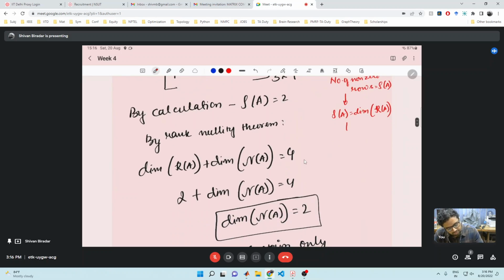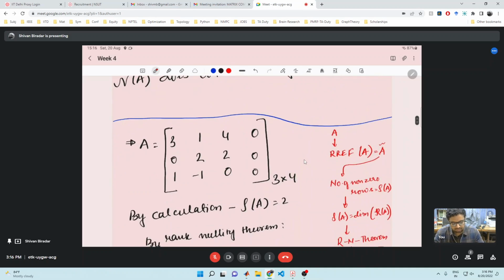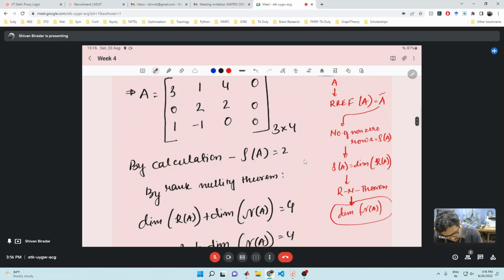Right? Then by using the rank nullity theorem, we get the dimension of the null space of A. So this information would tell us whether there is only the zero vector in the null space. So let us check this problem.